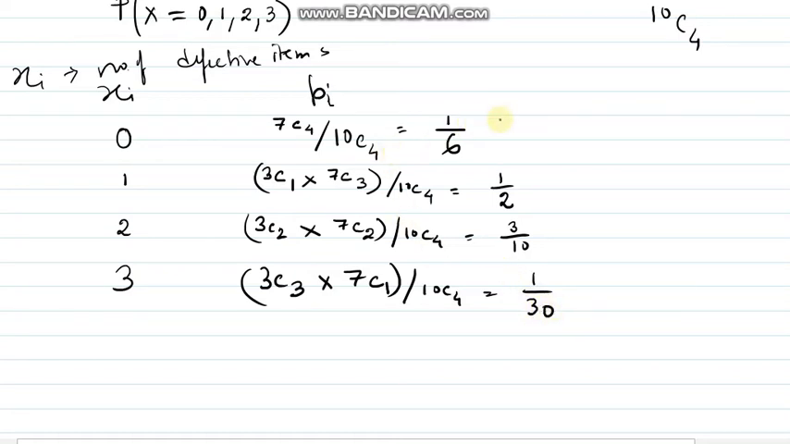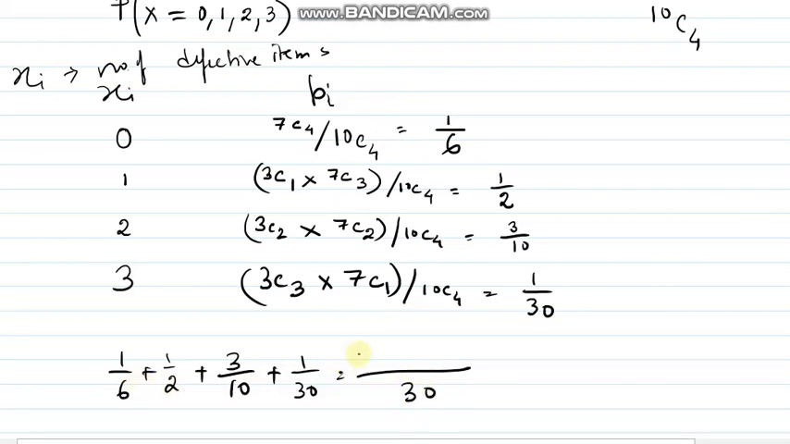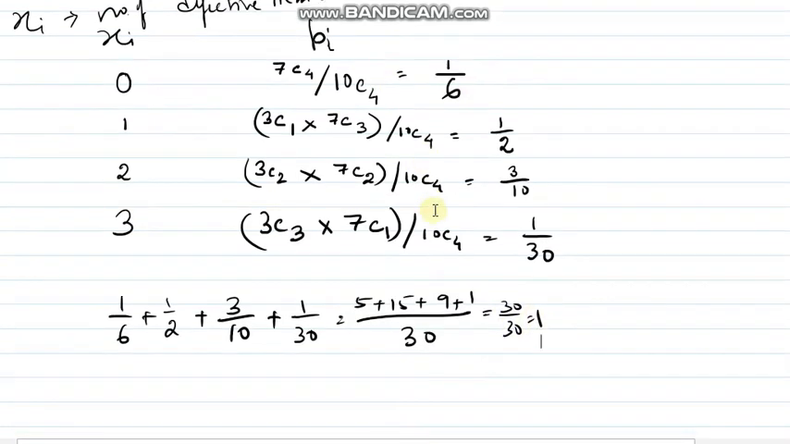Just to check whether my calculation is correct or not: 1 by 6 plus 1 by 2 plus 3 by 10 plus 1 by 30. LCM is 30. So it is 5, it is 15, this will be 9 and this will be 1. So 5 plus 15 plus 9 plus 1 is 30, 30 by 30, the answer is 1. The sum of the probabilities is equal to 1, so my calculation is right.